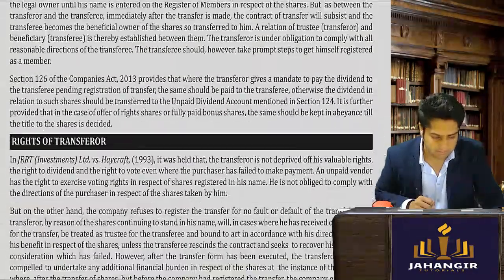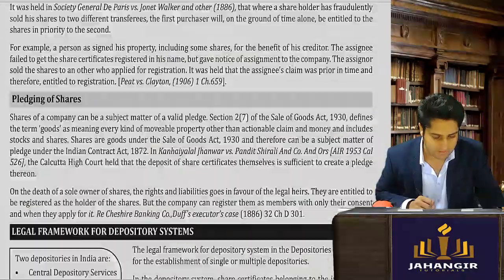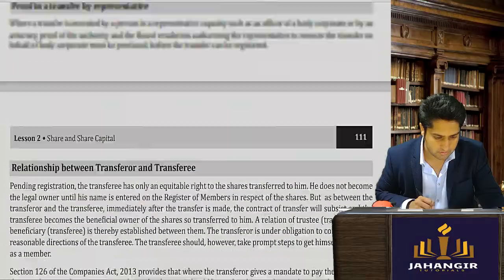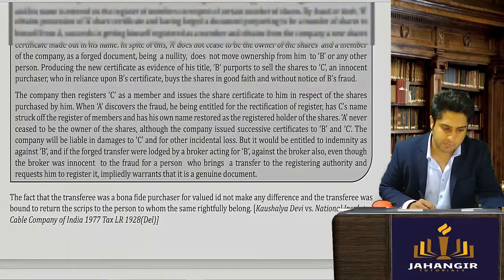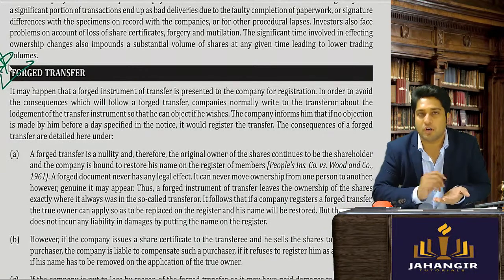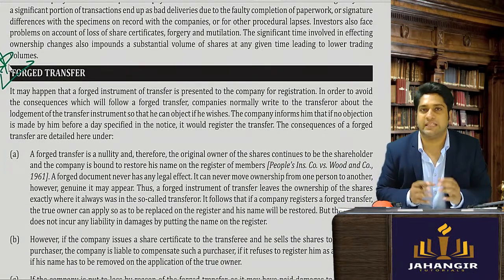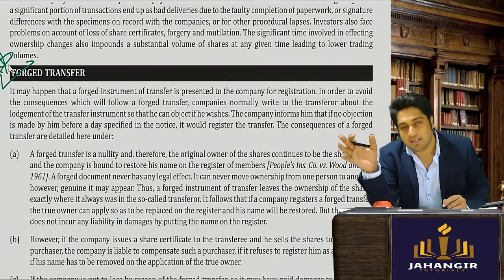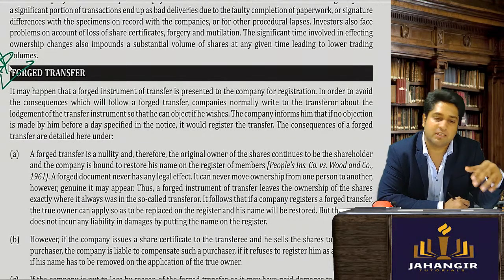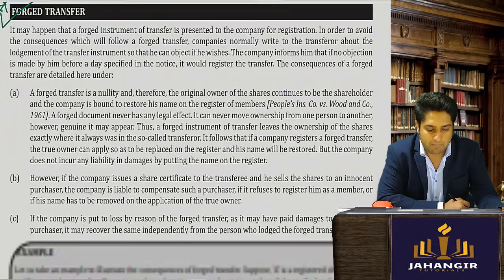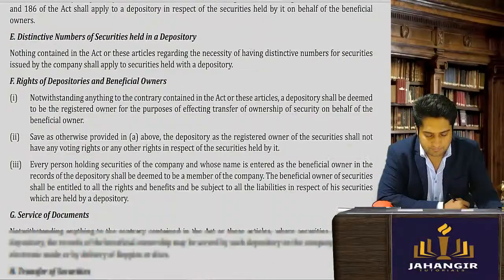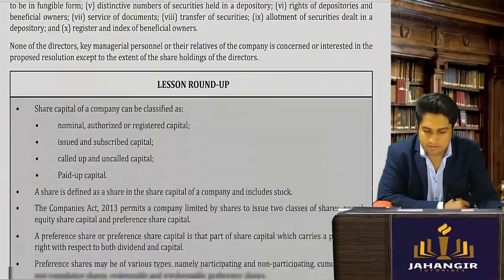Another part you can do from this topic is forged transfer. This you can mark as important. Forged transfer is when you forge the signature of the transferor. At that time it is a nullity, and if the company has transferred the shares on the basis of the forged signature, the company will have to compensate the shareholder. So that is it from this part, and we are done with the chapter.